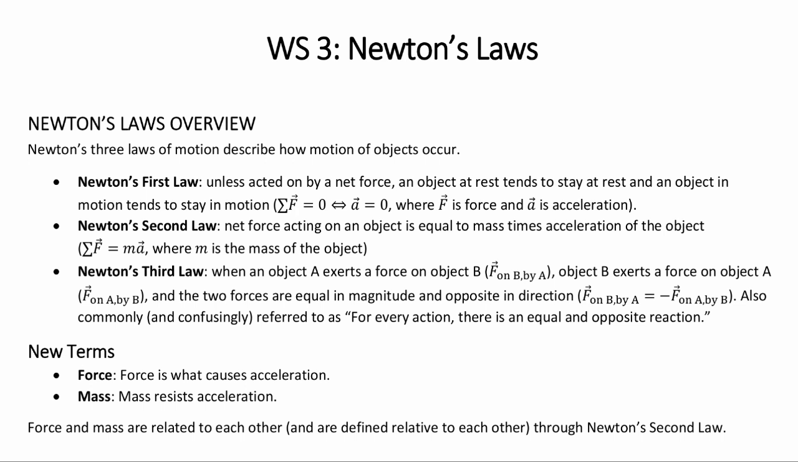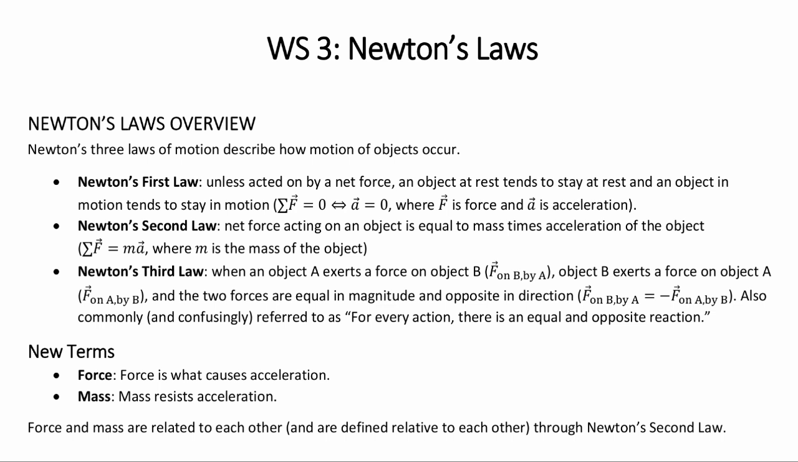Newton's first law says that unless acted on by a net force, an object at rest tends to stay at rest, and an object in motion tends to stay in motion. The term net force just means the sum of all the forces, as vectors taking their directions into account. And a succinct expression of this statement using mathematical notation is shown in the green box. The bidirectional double arrow means "if and only if," which is a mathematically formal way to state an equivalence between two logical statements.